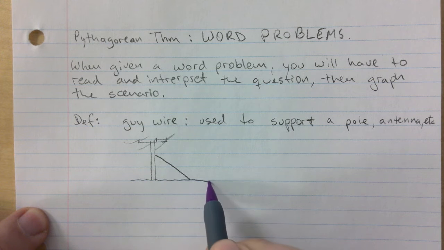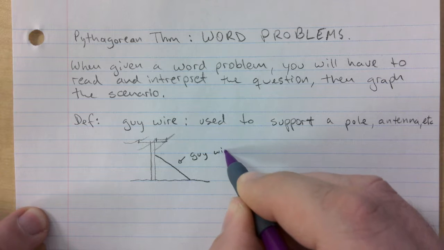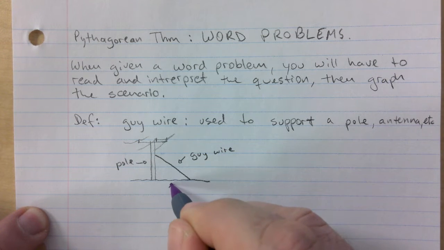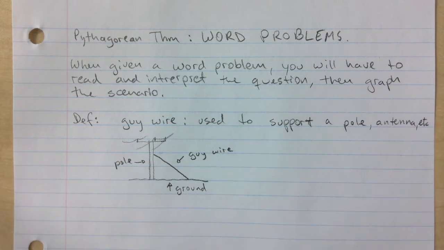So there's the ground here. This is the guy wire. This is the pole. And this is the ground. Notice that you should see a triangle appear, okay? A guy wire is used quite often in word problems, so I need you to know what it is. It happens quite often, and so you need to know what that is, a guy wire.